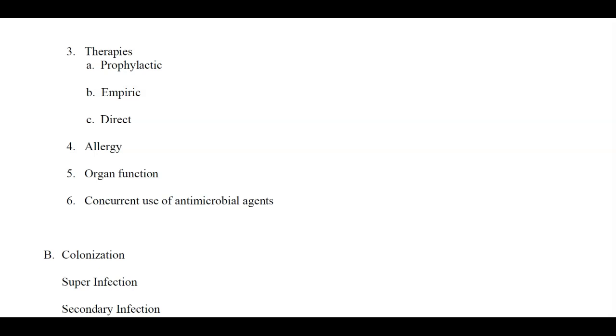Next thing to consider is the concurrent use of antimicrobial agents. It is very important to consider which antibiotics the patient is on, because there are instances of incompatibility in case you have to administer simultaneously, and there are instances of interactions. At the same time, administering certain drugs at the same time can cause an increase in toxicity.